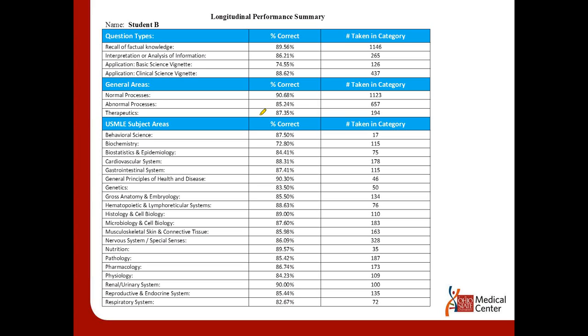And in student B's case, we can sit down with them because of this breakdown in data and say, okay, well, you're recalling things fine, and when I look at your clinical science vignettes, those are fine too, so you clearly can synthesize information. But wait, the basic science vignette, that's a 74%. That's the outlier number for this student.